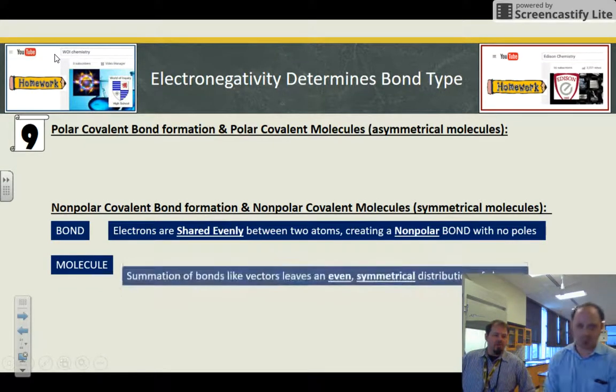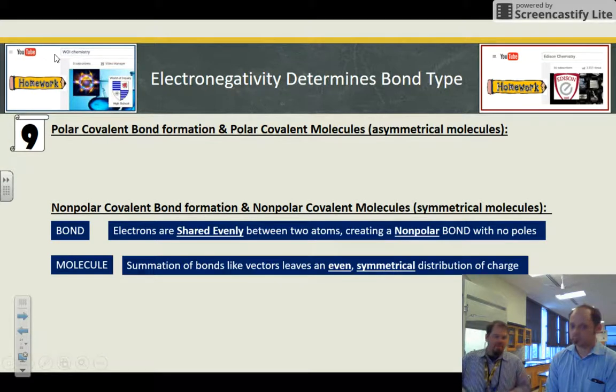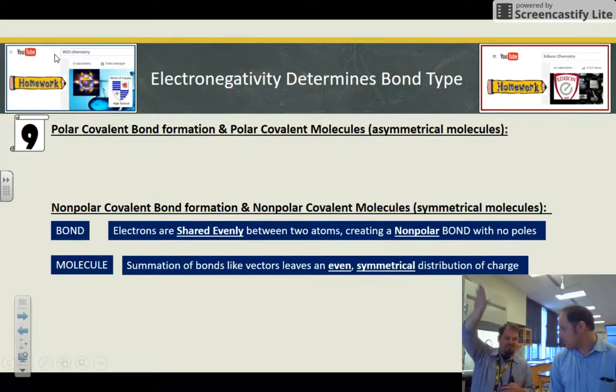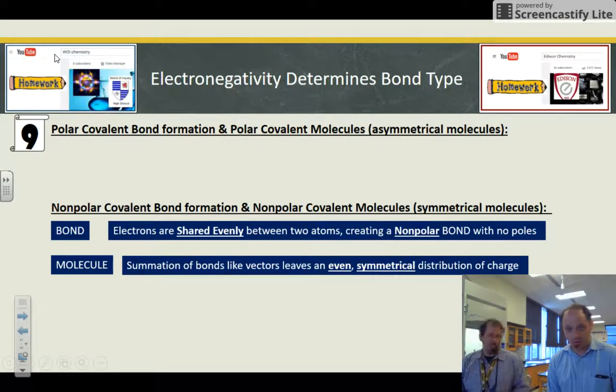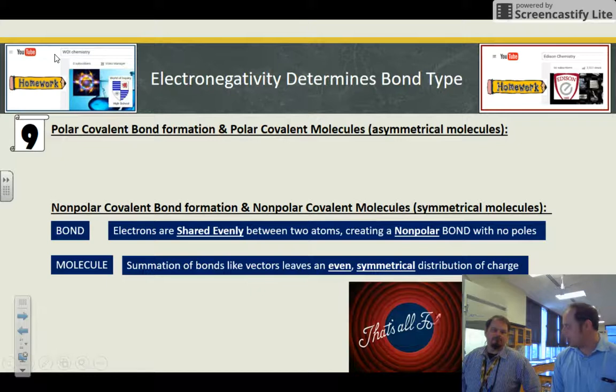Now, with a molecule, though, this is the summation of all the bonds like vectors, but now it's symmetrical. So if there's a pull in the down direction and a pull in the up direction, they cancel each other out. And same side to side. And if they cancel each other out all the way around, it's the same on all sides. There is no positive side or negative side. The trick is that the bonds within could still be polar. But if the polar down cancels out with the polar up, then overall the molecule is not polar. It's neutral, right? Okay.